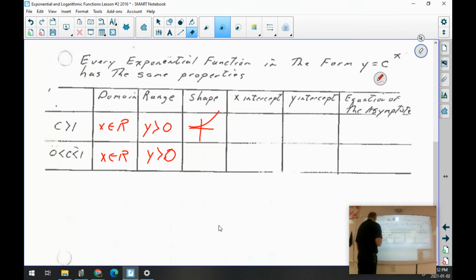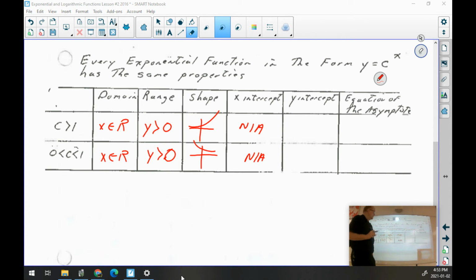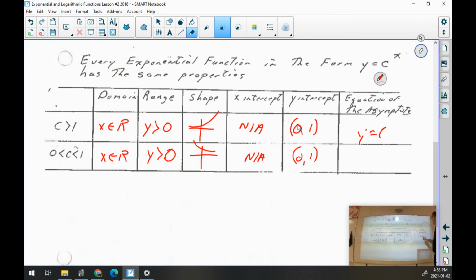This is the only thing that's changing. When your c is greater than 1, it's a growth function. When it's less than 1, it's a decay function. They both don't have x-intercepts. I don't know where that came from. They do have y-intercepts at the point (0, 1). And the equation of the horizontal asymptote in this case is y = 0, i.e., the x-axis.